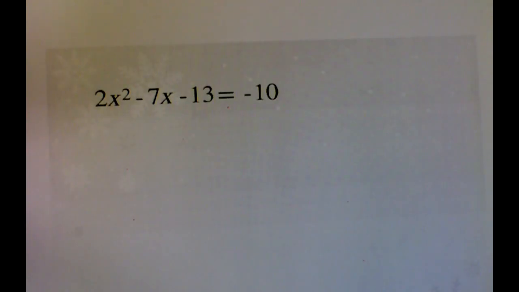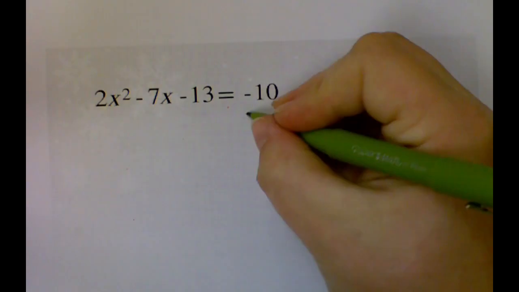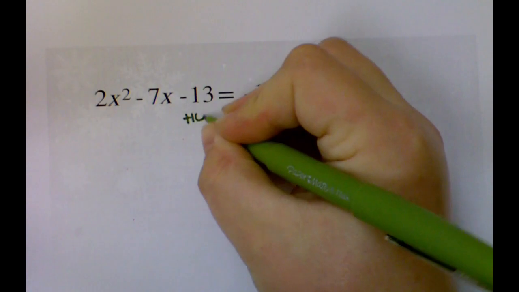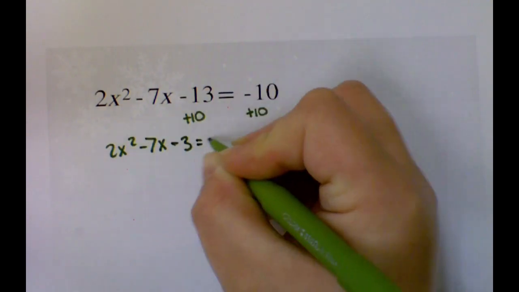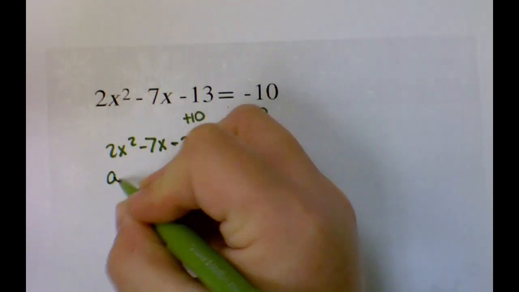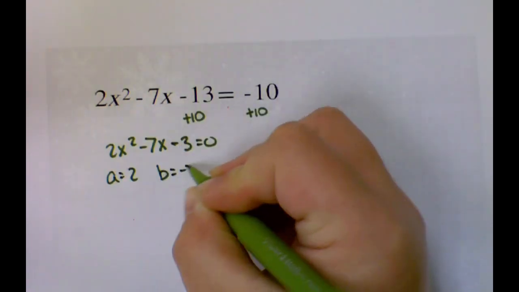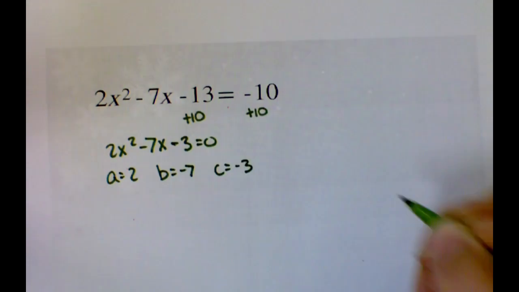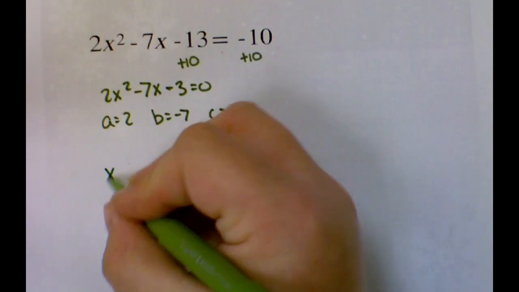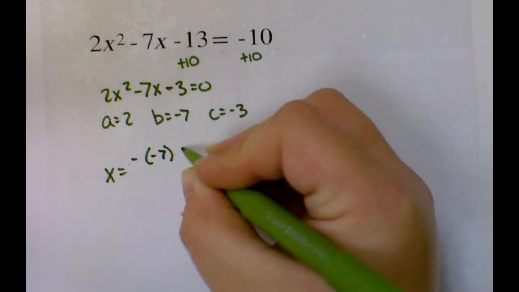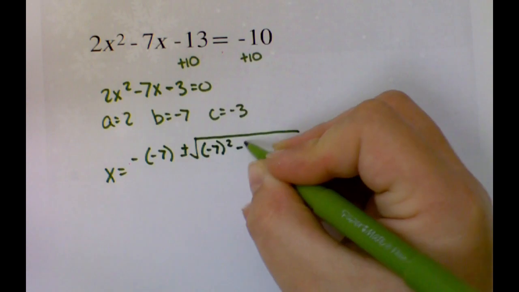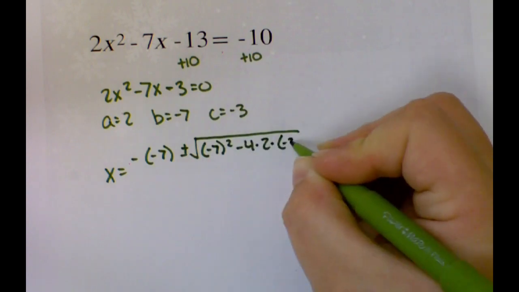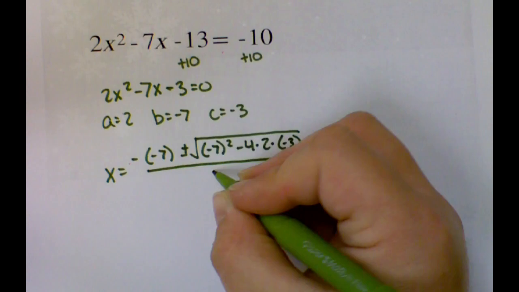And one final problem for us here. We're going to start by getting it equal to 0. So I'm going to add the 10 to both sides. I get 2x squared minus 7x minus 3 equals 0. My a is 2, b is negative 7, and c is negative 3. Now we plug it in. X is equal to negative 7 plus or minus the square root of negative 7 squared minus 4 times 2 times negative 3, all over 2 times 2.